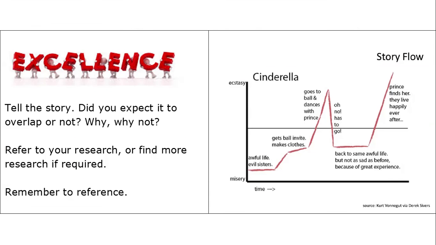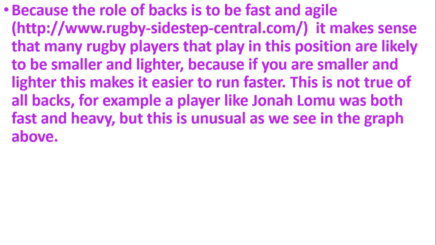So then what about excellence? Okay, thinking again back to telling the story. Did we expect it to overlap? Why did we expect it? Didn't we expect it? And refer back to research if we can do it. So I'm going to start by looking at the role of backs and the role of forwards. And we know that backs need to be fast and agile, so that means they're likely to be smaller and lighter because it makes it easier to run faster.